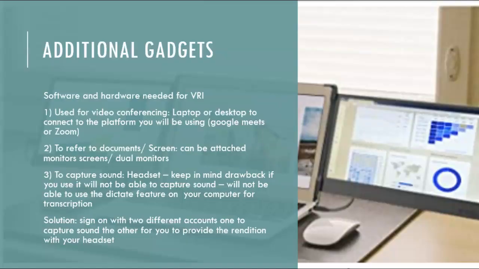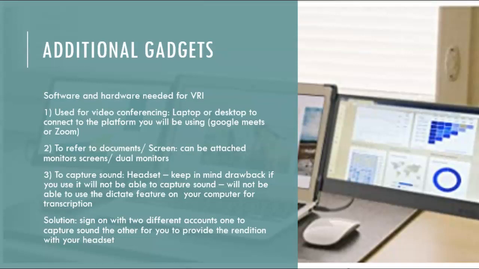Now to just end this presentation, a couple of things. For example, we talked about in module one about the software and hardware needed for video remote interpreting. The most important thing to remember, whether it's your laptop or desktop, is that you need to connect to that platform, right? Either Google Meet or Zoom or whatever platform you're going to use to do video remote interpreting. But you also need your screen, right?